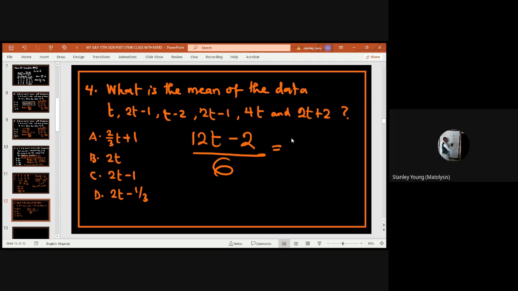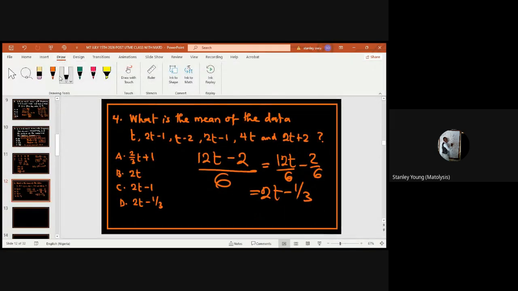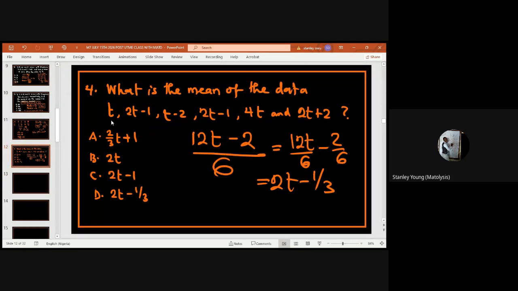Yes, sir. Okay. So you can decide to split it like this, and that's 2t minus 1 over 3. So the point is, as a candidate in the exam hall, do the addition in such a way that you won't be stressed. Add the t part first and do it as fast as possible. Then add the constant part separately. It makes it easier for you. So that's how you get the answer fast.